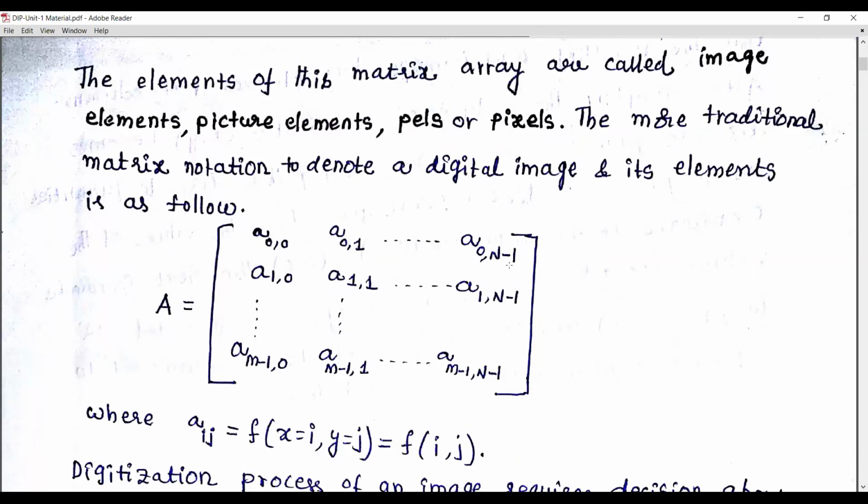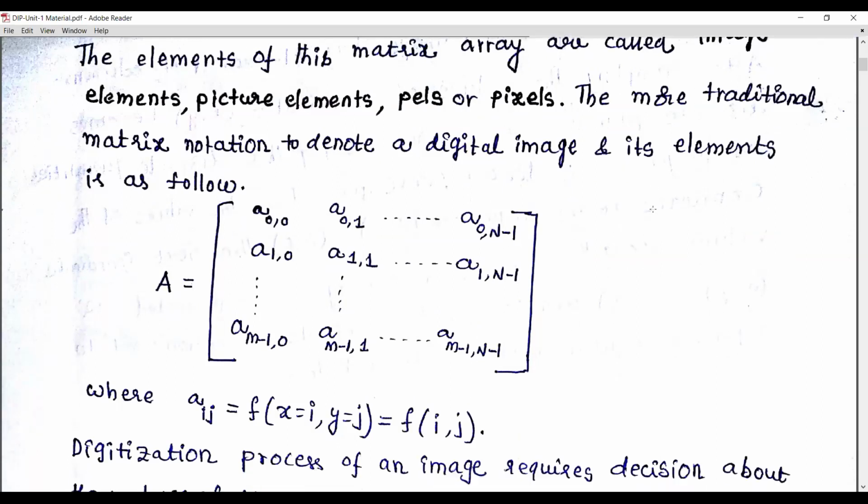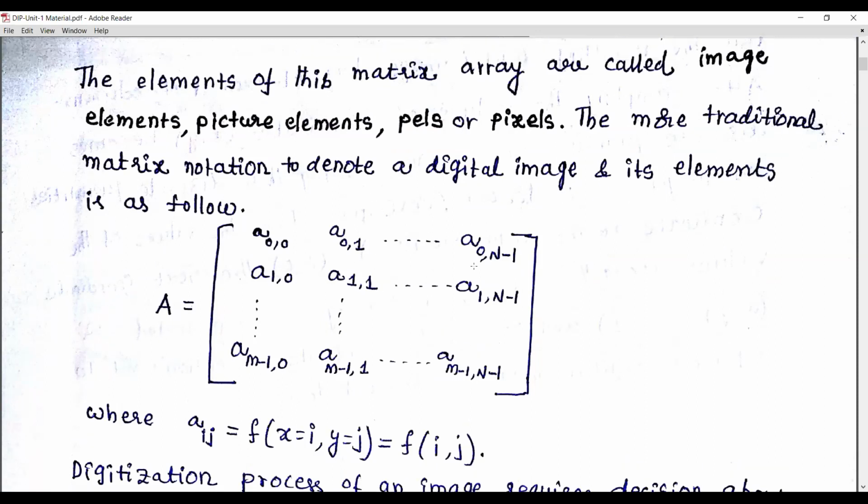One is called traditional matrix representation, and here you can see this is also another matrix representation. This is a traditional matrix representation. We can say capital A equal to A00, A01, and A0 n minus 1, and A10, A11, and so on, A1 n minus 1. In this traditional matrix representation, we are just representing the values, the value of the pixel, that is A, the value of the pixel at location 0, 0. This is one of the traditional representations.